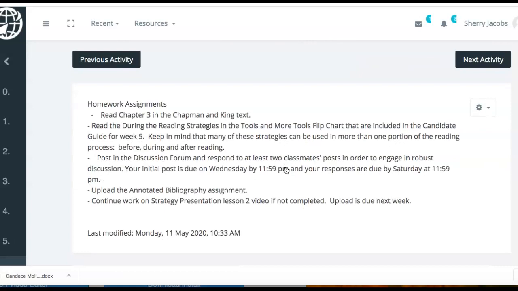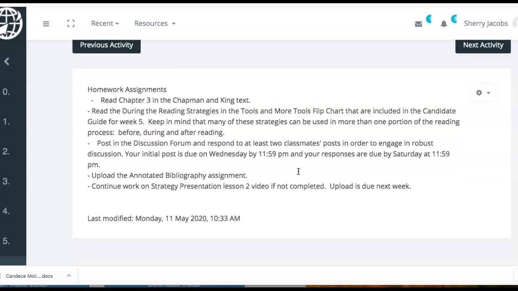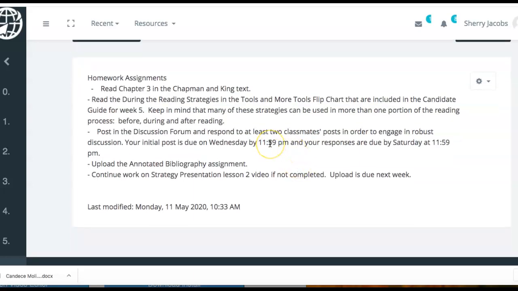Read chapter 3 in the Chapman and King text. Read the during the reading strategies and tools and more tools flip chart. And those are in the candidate guide for week 5 as well. And one thing to keep in mind with this is that some of these strategies can be used in more than one portion of the reading process, the before, during, or after.